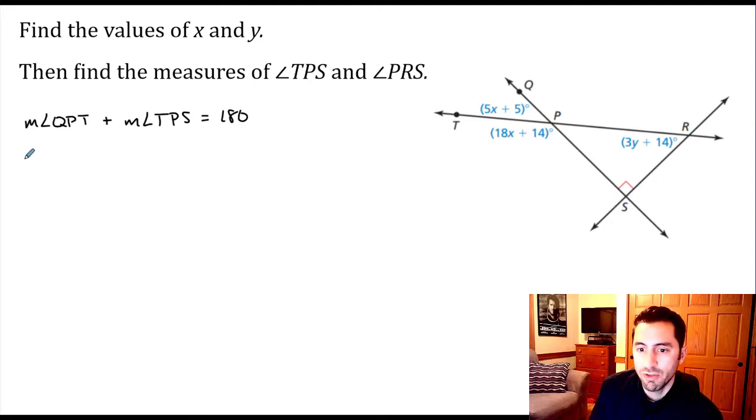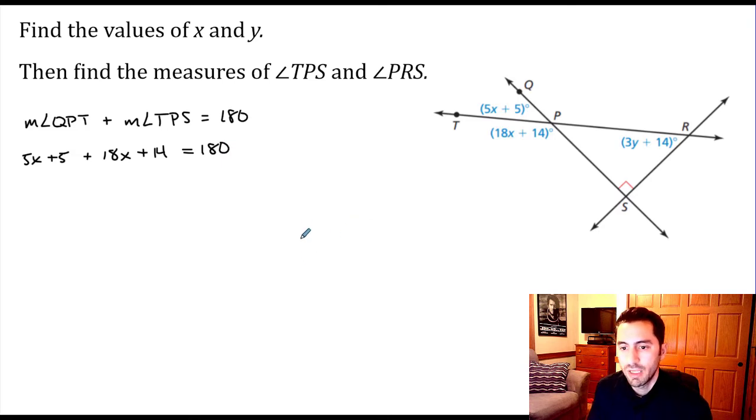And now substituting in the expressions that represent these angles, we have 5x plus 5 for the first one, and then angle TPS is 18x plus 14, and this is equal to 180. So if I needed to justify how I know this equation is true, I would say that my justification is the linear pair postulate. But now we have an equation that we can solve.